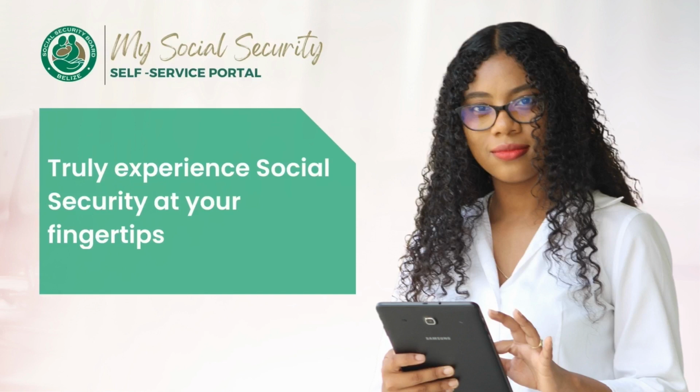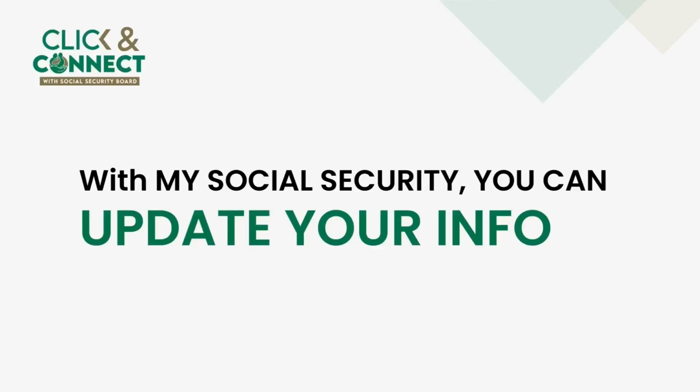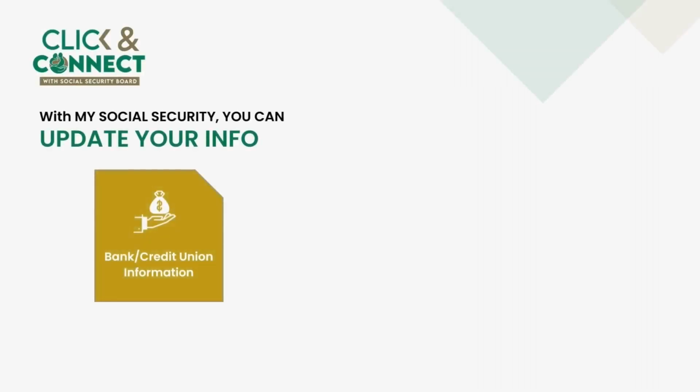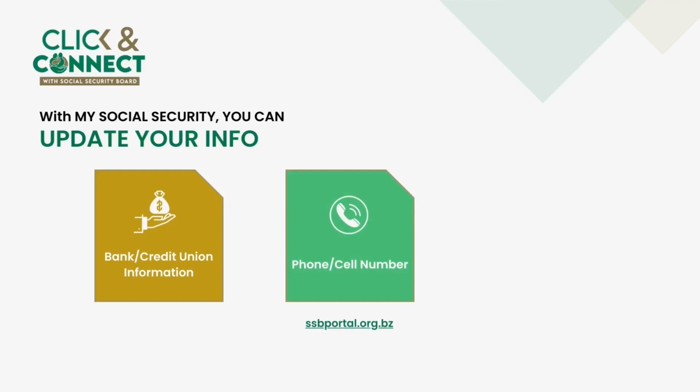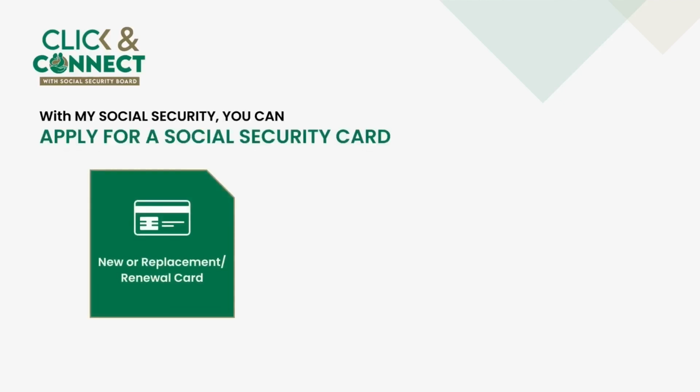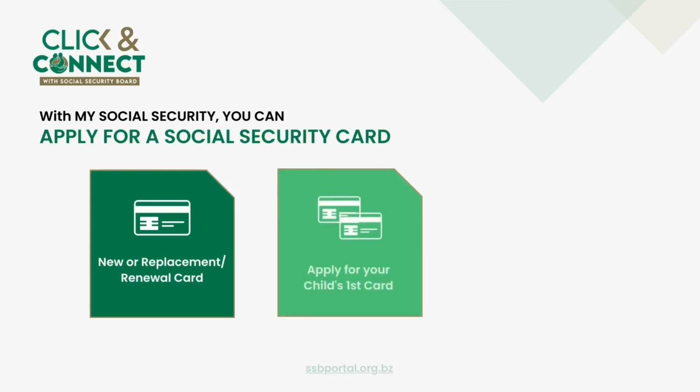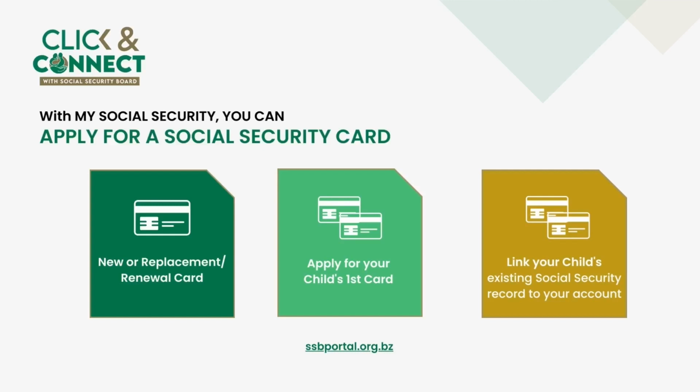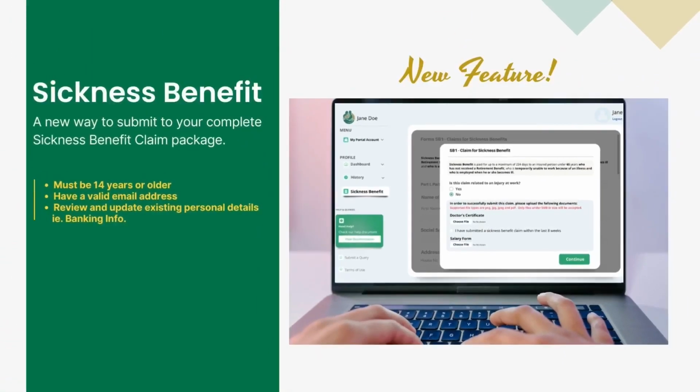Here's some of the beneficial features of a My Social Security account. Update your information to have the most accurate information always displayed. This includes your bank or credit union information, your telephone number, and your home address. You can apply for a new or replacement Social Security card. You can apply for your child's first Social Security card and link your child's existing Social Security record to your account. And our most recent feature, the Sickness Benefit Portal.